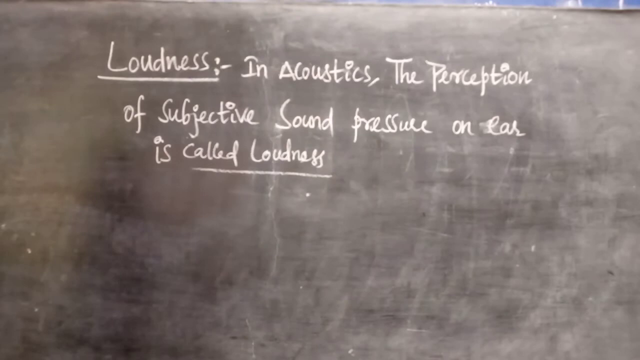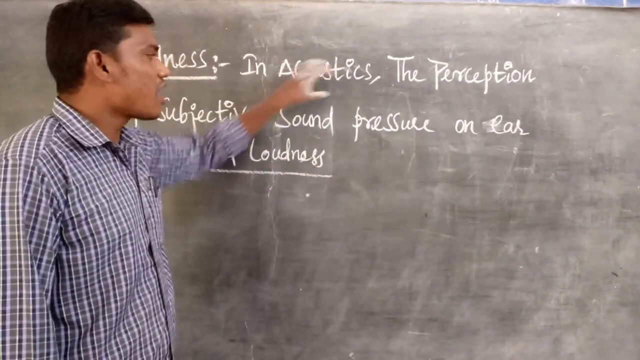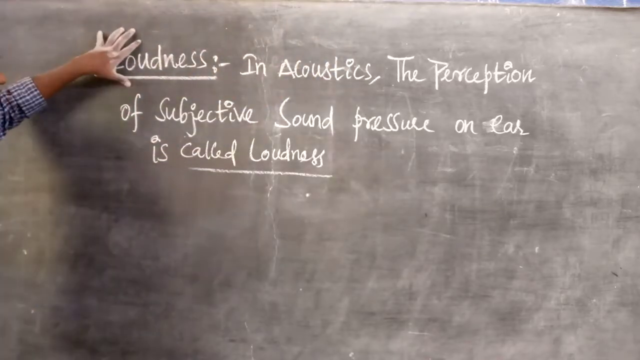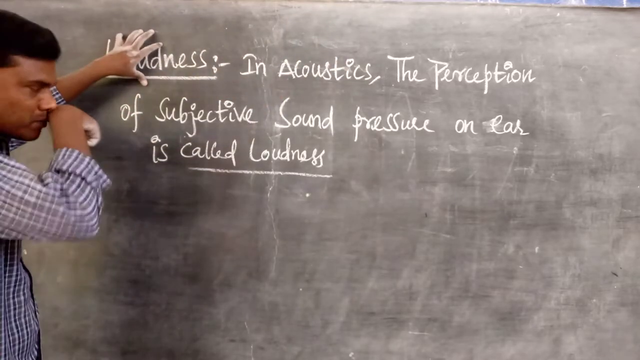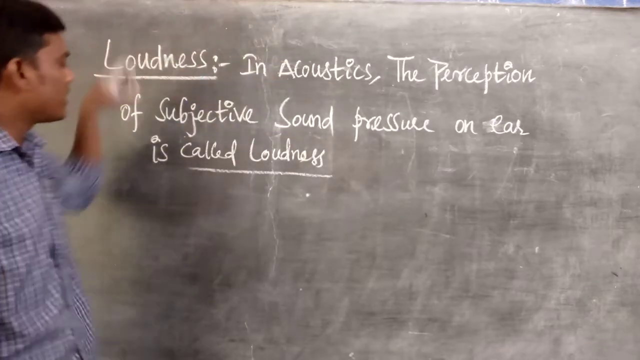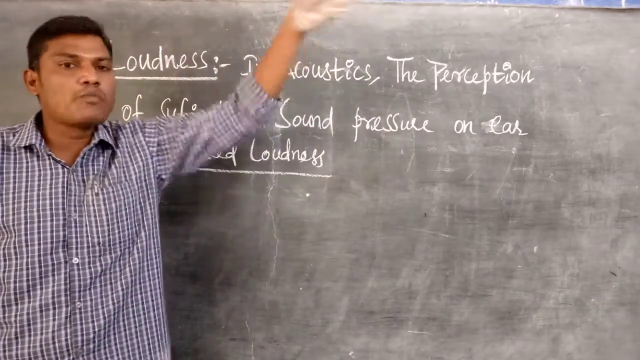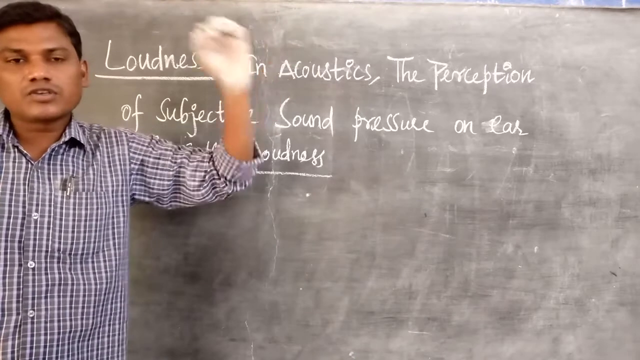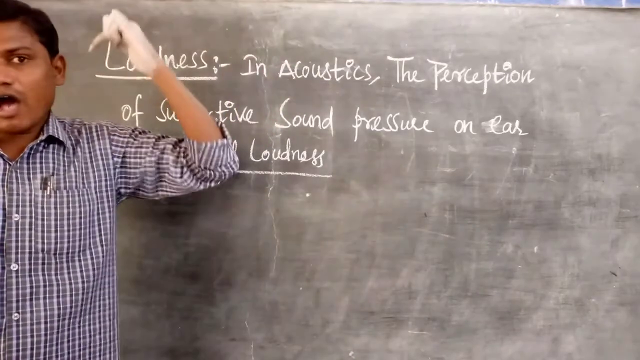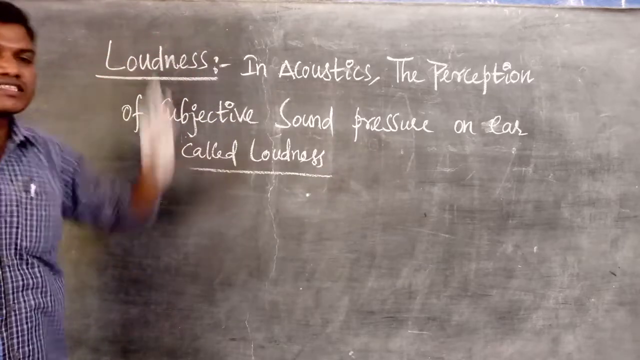So listen, acoustics is nothing but the branch of science which deals with sound-related concepts. According to that, we can explain loudness very easily. The perception of subjective sound pressure on the ear is called loudness. Subjective is nothing but the object. The object produces some sound, and after the sound reaches our ear, how much pressure it produces on our ear is called loudness.